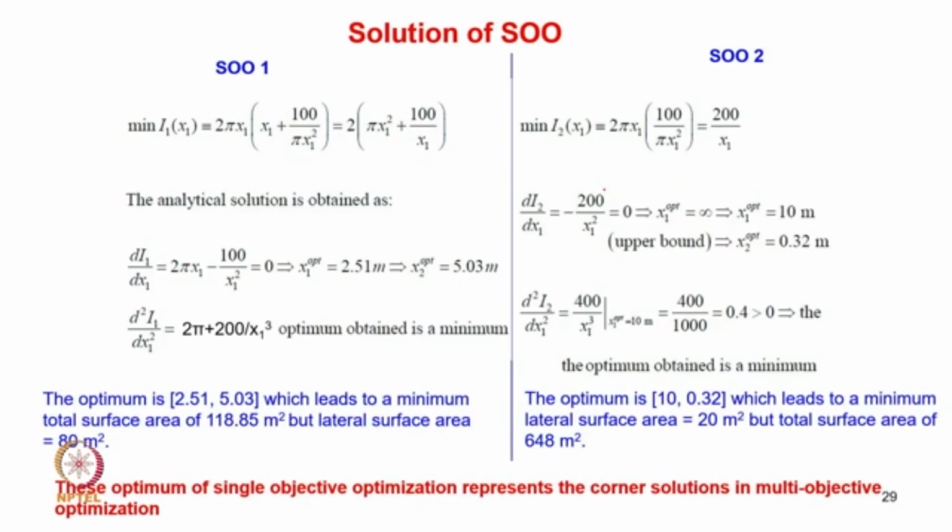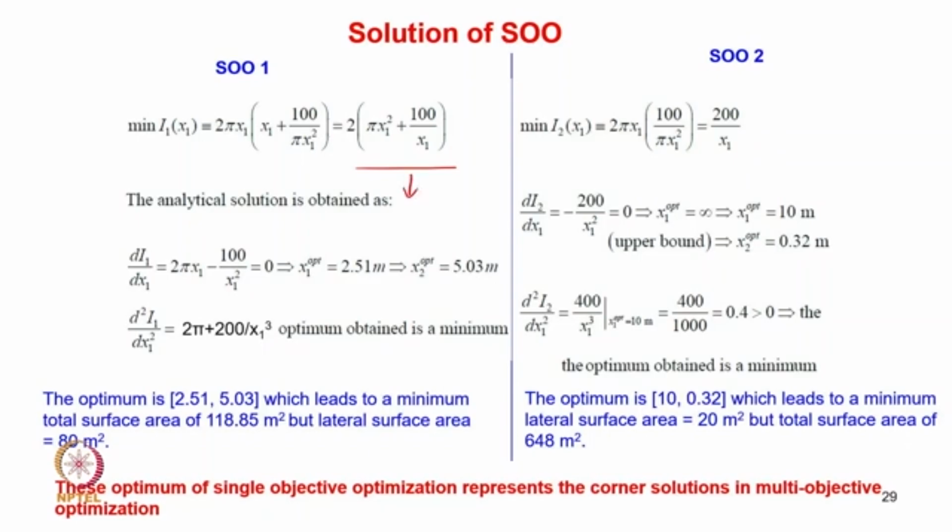So by variable elimination, our objective function becomes 2 pi x1 plus x2 was there, so that x2 becomes 100 divided by pi x1 square. After rearranging, what we get is 2 into pi x1 square plus 100 divided by x1. Now this particular objective function I wanted to minimize.